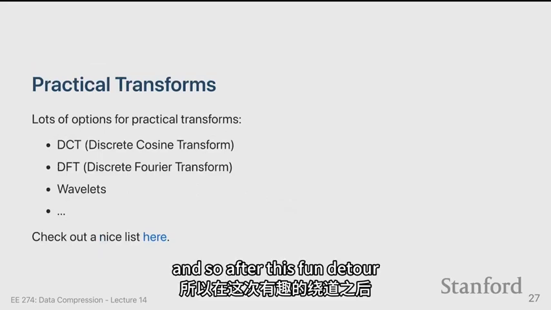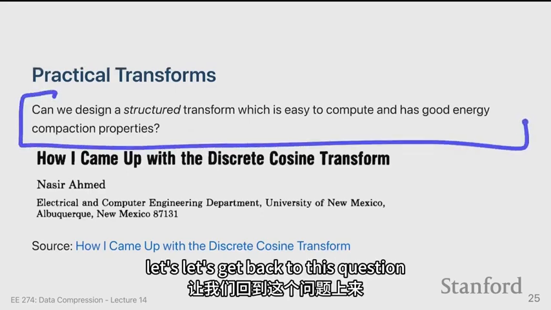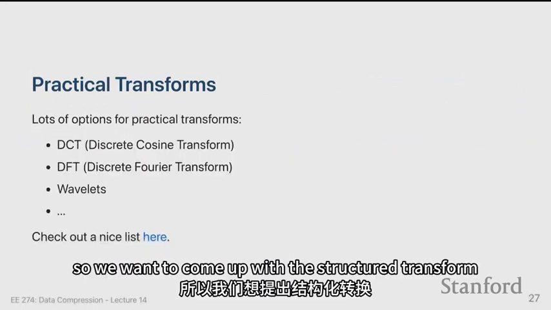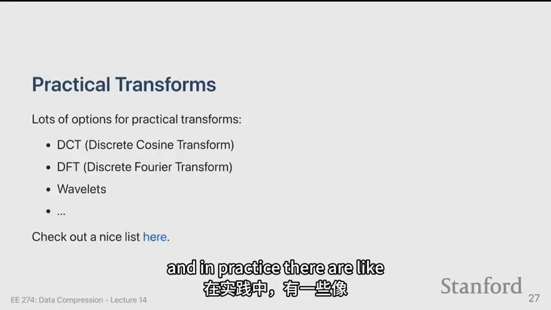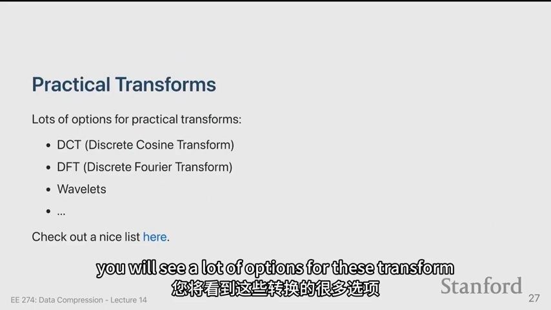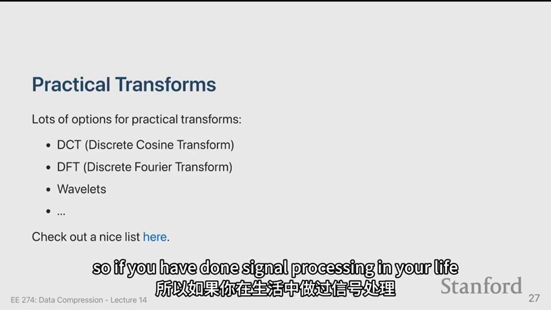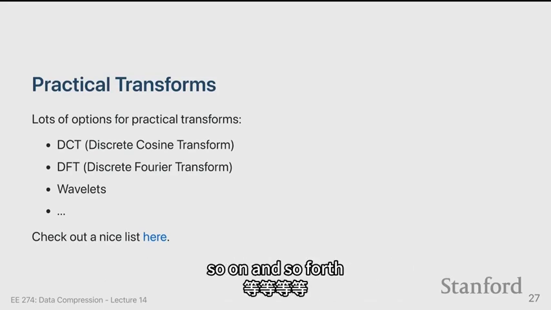And so after this fun detour, let's get back to this question of the practical transforms, right? So we want to come up with the structured transform. One second. Okay. And in practice, you will see a lot of options for these transforms. I just said discrete cosine transform is just one of them. If you have done signal processing at any point, you would have heard some of these terms: discrete Fourier transform, wavelet, and so on and so forth. There's a very nice list on Wikipedia for all the sister Fourier based transforms. It was nice to look at it.